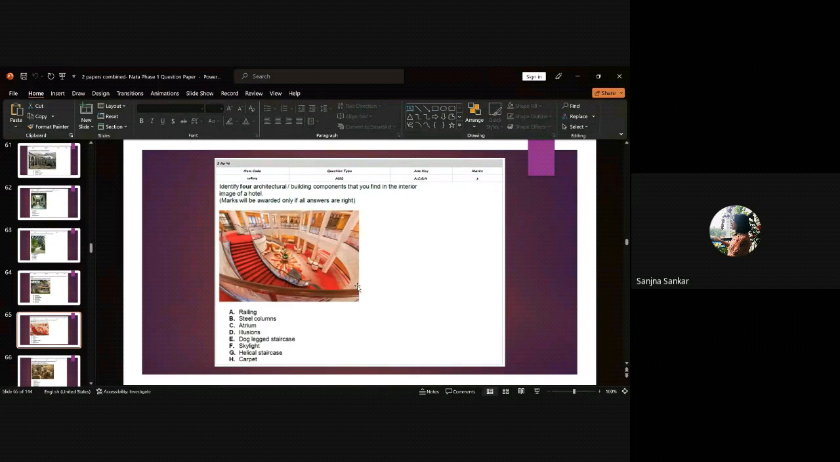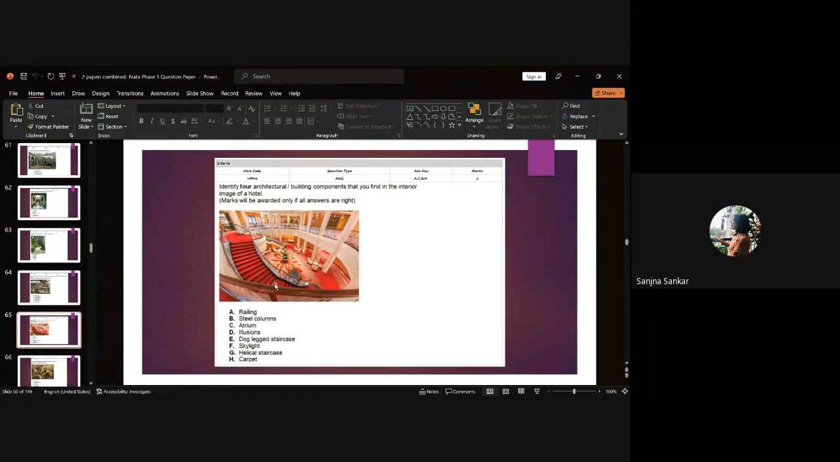Another similar picture question. They have asked to identify four architectural building components that you find in the interior image of a hotel. This is the interior image of a hotel. In this image, identify four architectural building components. So first of all, we can notice the railing. So railing is the first answer. And then we see atrium. And then we can see a helical staircase. And finally, we see a carpet.